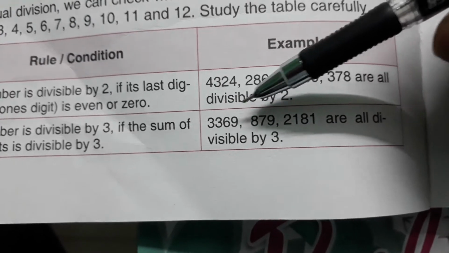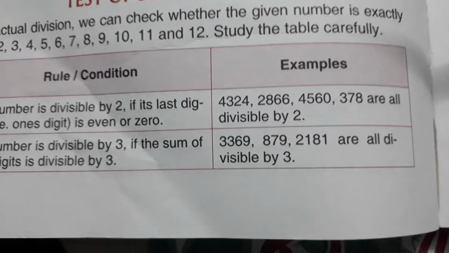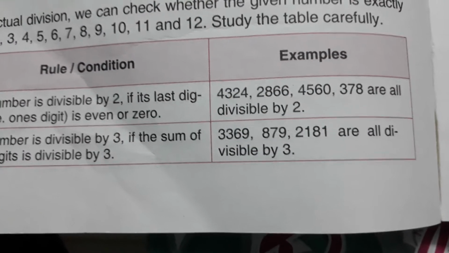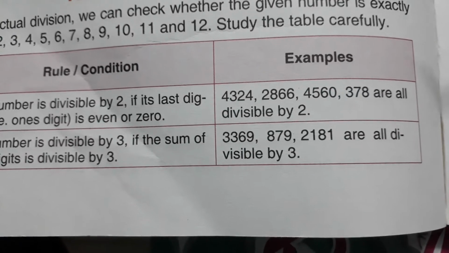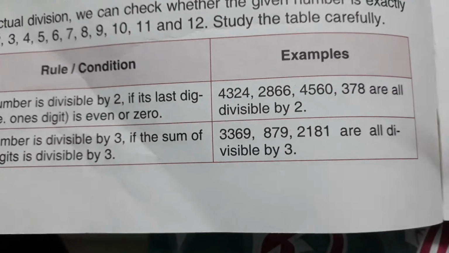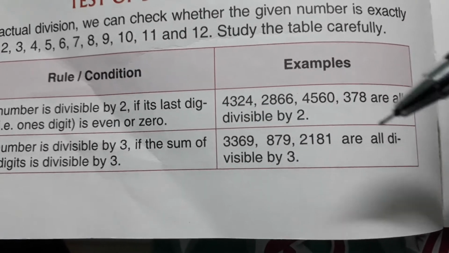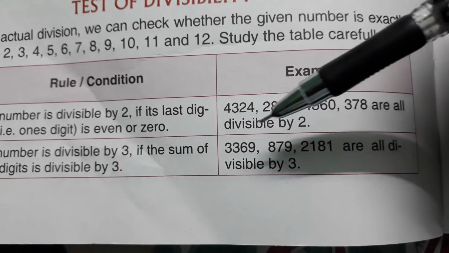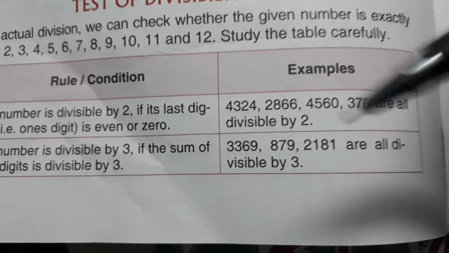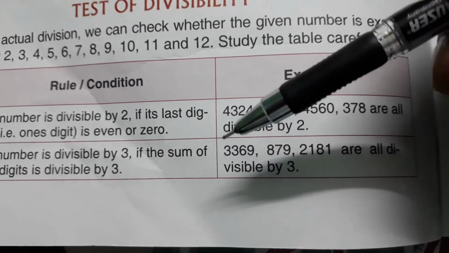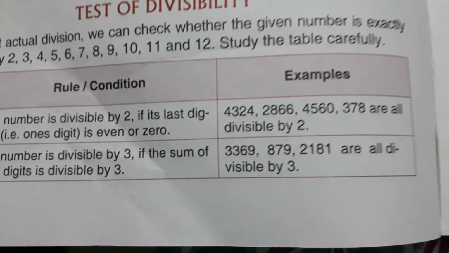Add all the digits in the given number. You will get a sum. That sum must be divisible by 3. Then only we can say the given number is divisible by 3. See, if you do all these examples, all these numbers are divisible by 3 exactly. Why? After adding, the sums are divisible by 3, so we can say the numbers are also divisible by 3.